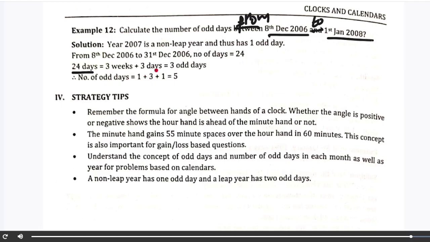So 24 days, that means 3 days extra. 2007, 1 day extra. And 2008, 1st January, 1 day more. So 1 plus 3, 4 plus 1, 5. That means 5 more days.